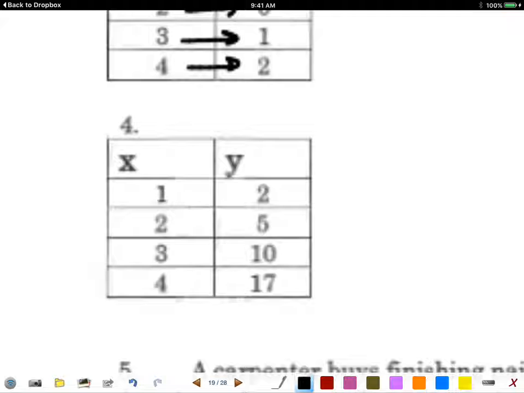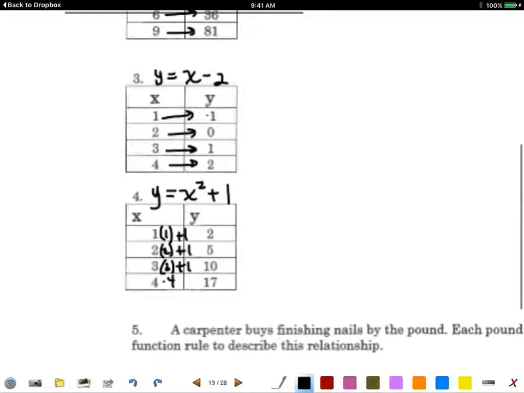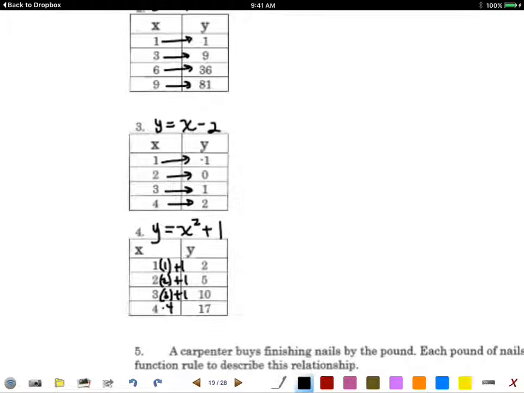Okay, Mackenzie, what do you think? You square it and then add 1. She says square it and then add 1. 1 times 1 plus 1 is 2. 2 times 2 is 4 plus 1 is 5. 3 times 3 is 9 plus 1 is 10. 4 times 4 is 16 plus 1 is 17. Good. So y equals x squared plus 1. Very good.